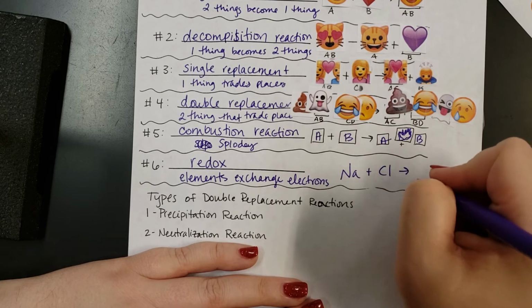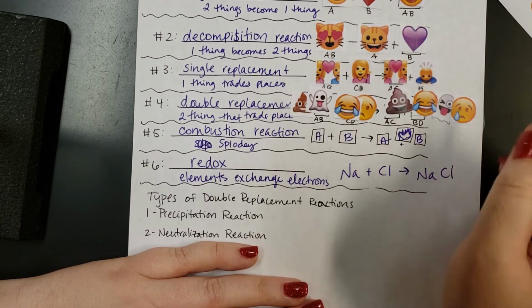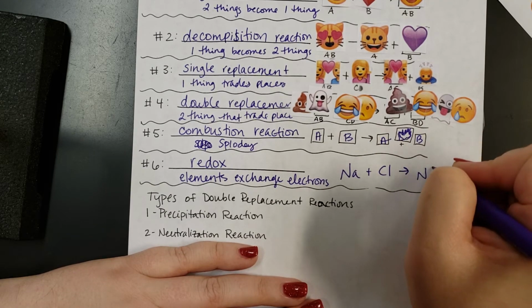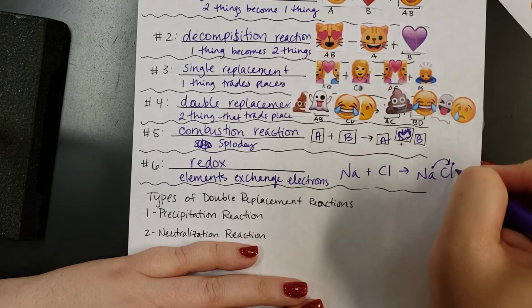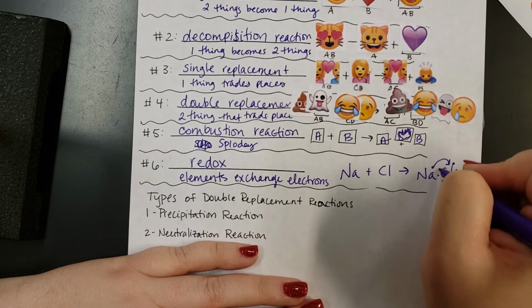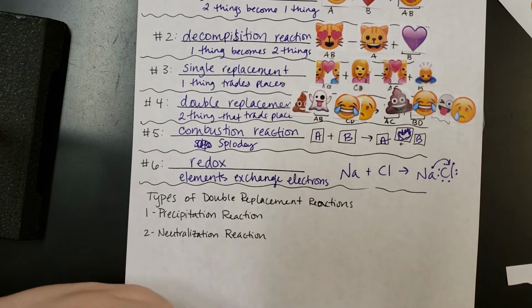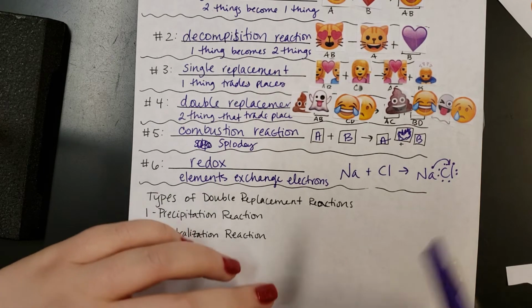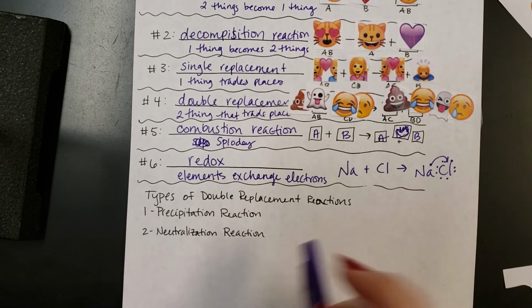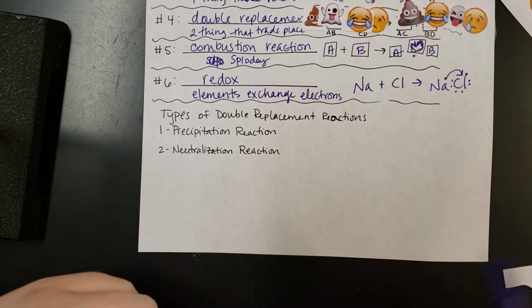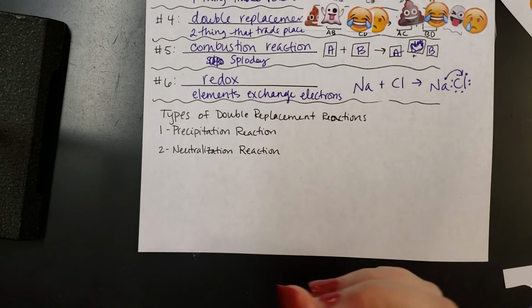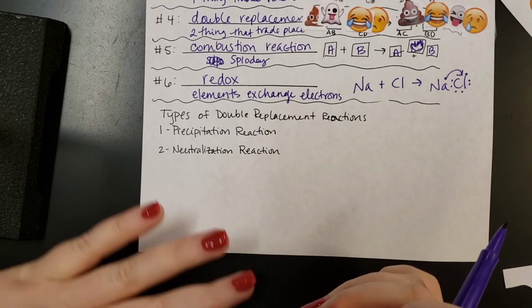When those come together, the electron from sodium goes over to chlorine, right? And that is a redox reaction because now sodium has reduced the number of electrons it has and chlorine has increased. Okay, at the bottom here, these are just two special types of double replacement reactions.